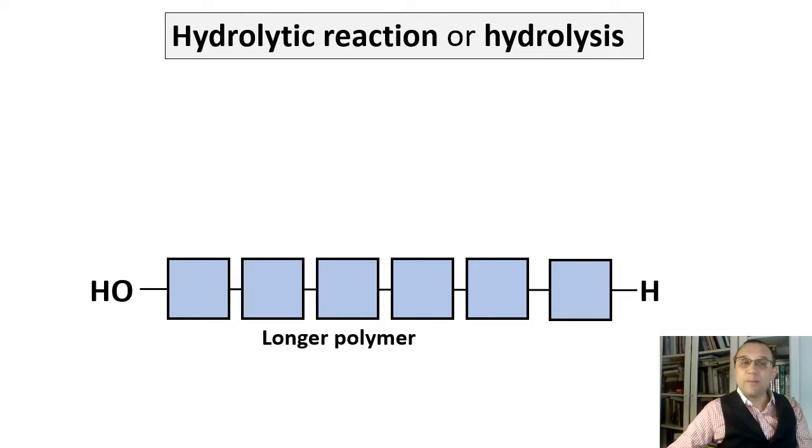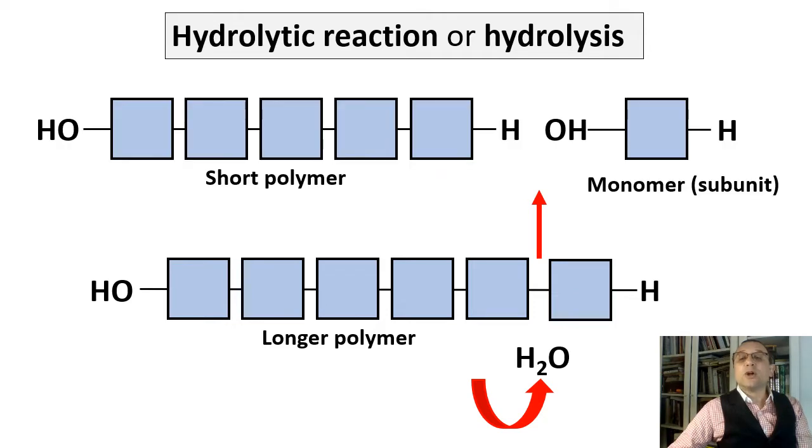What do we do? If you think of water, you are right. Hydro means water. So we're going to hydrolyze this molecule. This H2O molecule is going to get in between. And as a result, we're going to end up with two different products, a short polymer and a monomer. This is the product of this hydrolytic reaction, or hydrolysis.